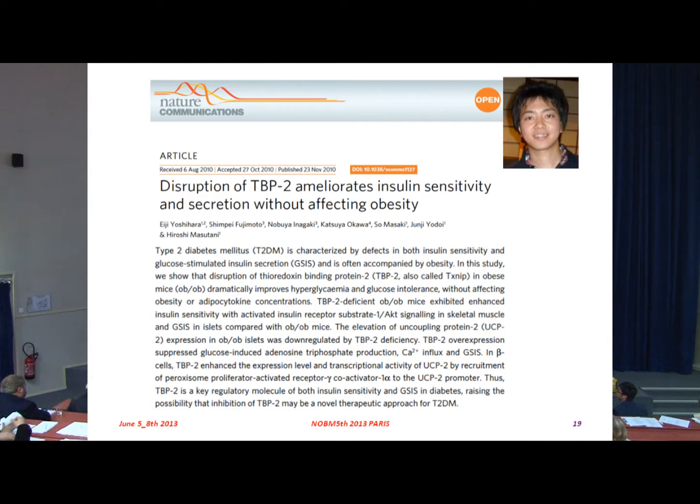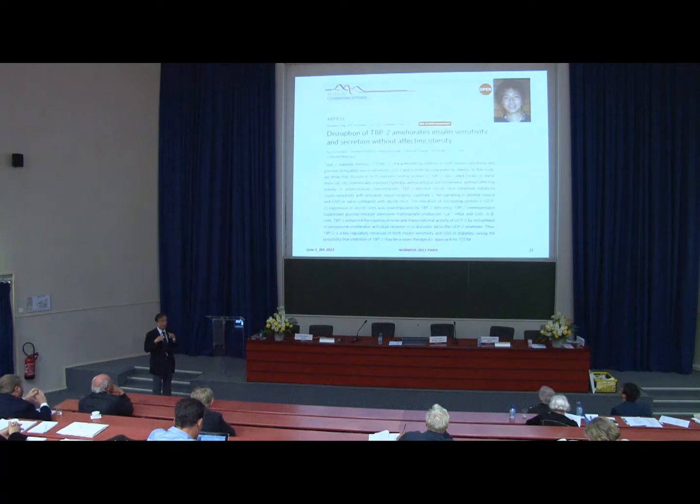A very interesting thing which he needs to dissect more is the involvement of this TBP2 thioredoxin target in the regulation of UCP2, an uncoupler in the mitochondria. The control of UCP2 is what he is hypothesizing in the involvement of the thioredoxin target system here. So TBP2 appears to be a key regulator, both in insulin sensitivity and in diabetes. This is probably a new direction of the TBP2 thioredoxin system in energy metabolism-related disease.